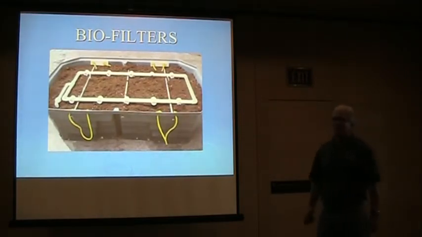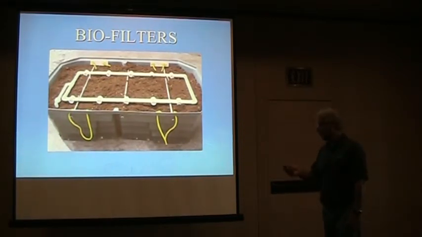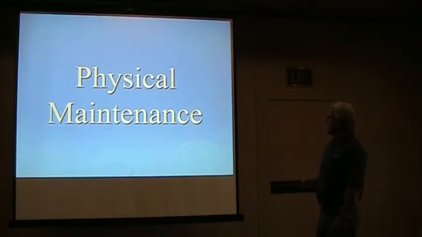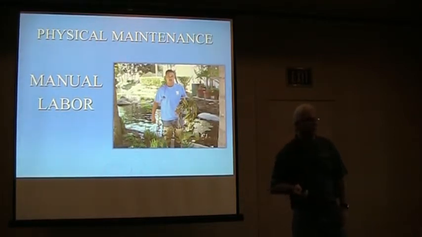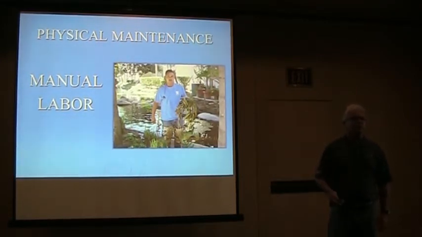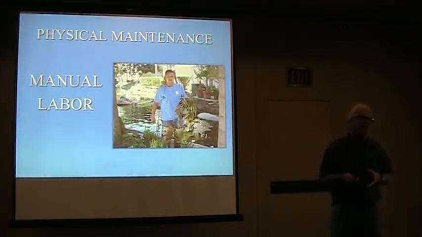Okay, so again, that's just part of one of the tools that we want to think about if we're doing an installation or maybe a restoration on a system. Next thing is physical maintenance, manual labor. That's just getting in there with rakes, your weed rakers, your cutters, big nets, and whatnot, and physically removing as much material as possible.